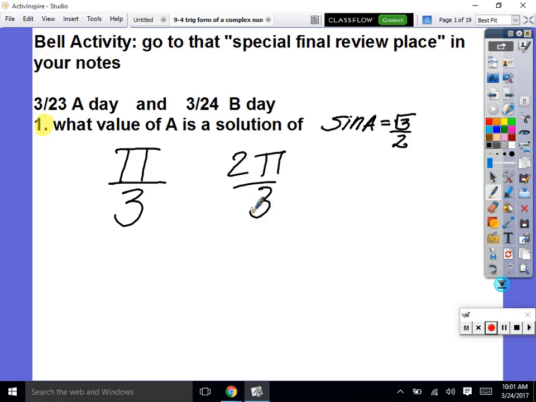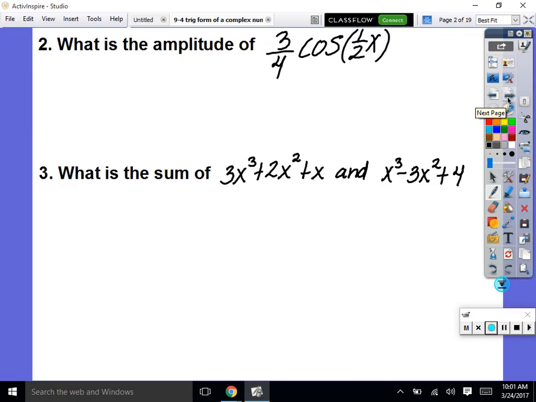Okay, awesome. Okay, it says, what's the amplitude? Problem number 2. What is the amplitude of 3/4 cosine of 1/2 x? And then what is the sum of that and that? These ones are easy. So what would my amplitude be on number 2? 3/4. That's true. If I said to you, I'm going to add on to that problem, what is the period? What would you say?